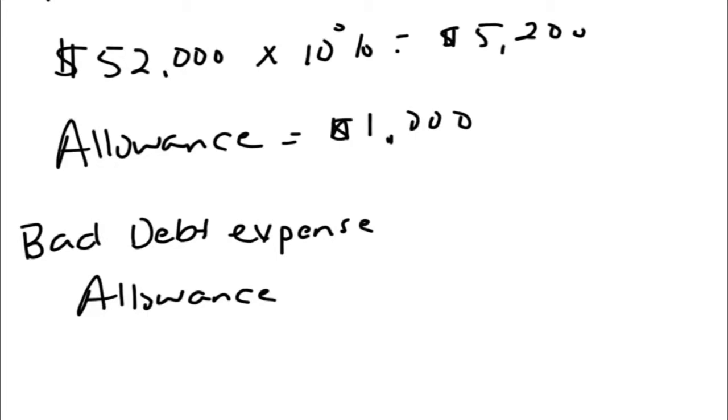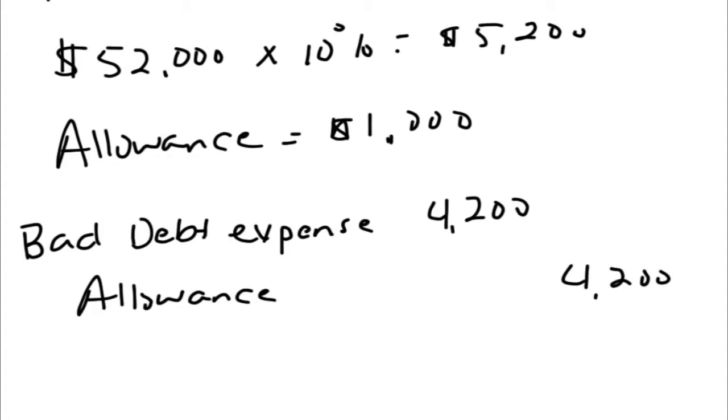It already has a balance of $1,000. So to get it to $5,200, I need to increase it by $4,200. So to increase it, I'll credit it. So we're going to debit expense for $4,200, credit the allowance for $4,200. Now allowance will equal the $5,200 based on our percent of receivables.